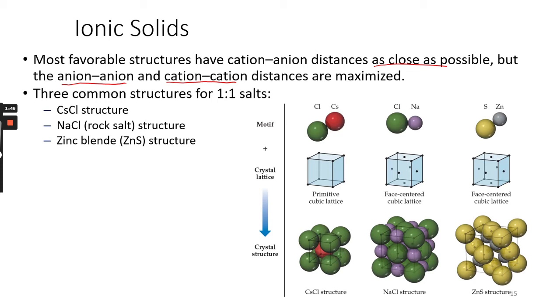Either the primitive cubic lattice, remember, we talked about this in part 1, where the atoms are on the corners. Or you could have face-centered cubic, where the atoms are on the corners and on the faces. Or you could have, and this is also a face-centered cubic. The other type is a body-centered cubic.